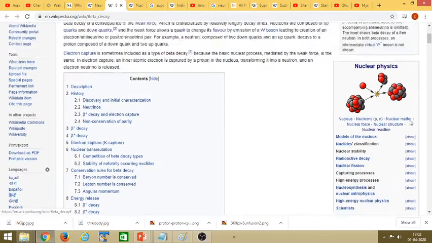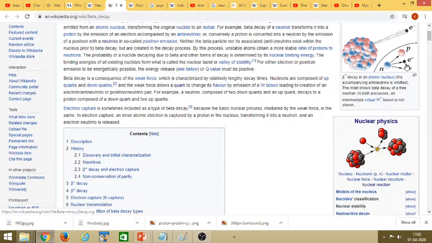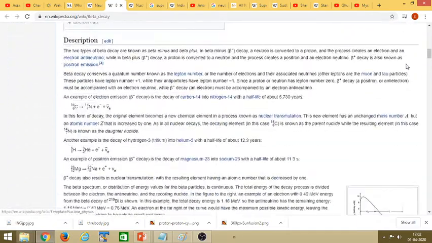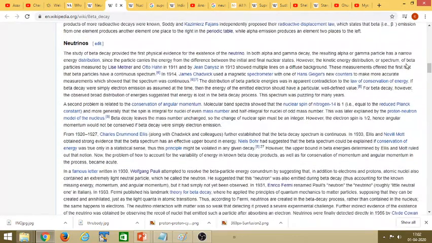So if you see now, considering that this is a beta decay, where the neutron gets converted to a proton, and this, in fact, will result in a change in the atomic number by +1. So you can see this page has got a whole section on neutrinos, beta decay.